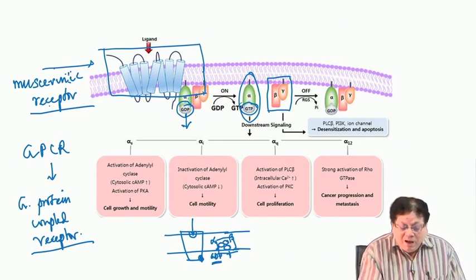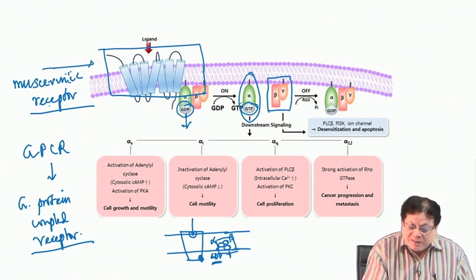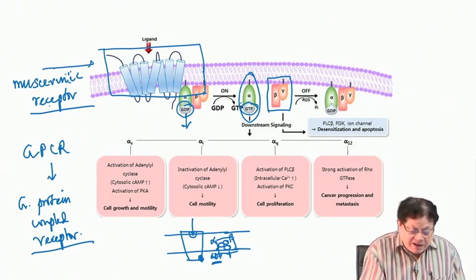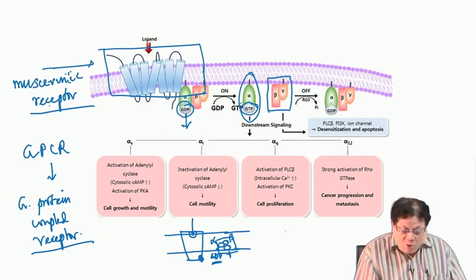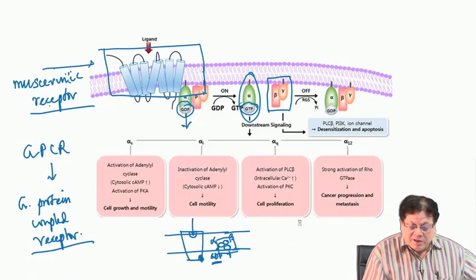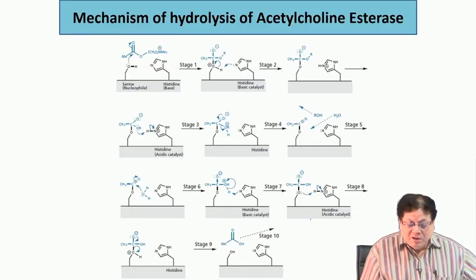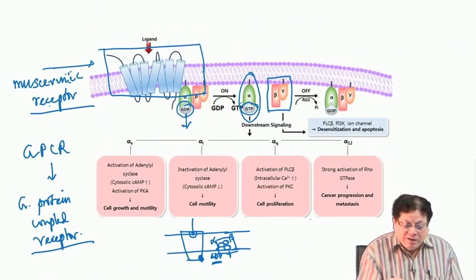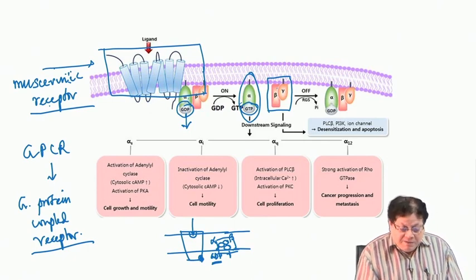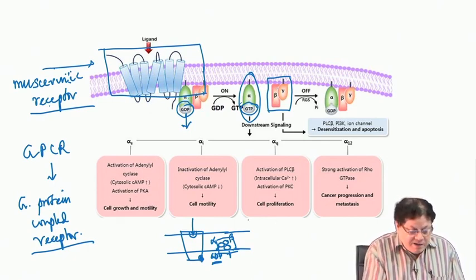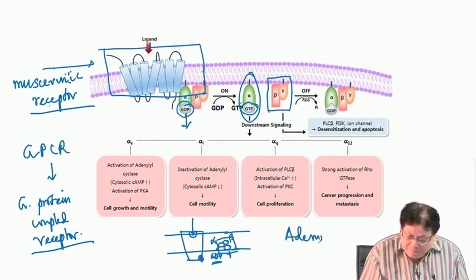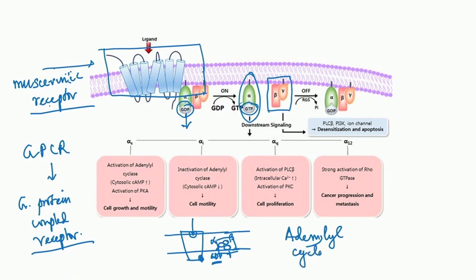And then there is a reaction. I will write the reaction: alpha GTP then activates another protein, which is called adenylyl cyclase. Adenylyl cyclase is basically, if you take ATP, that ATP is converted into cAMP. I will write what that is, cAMP.